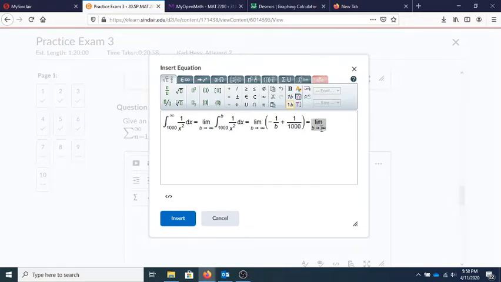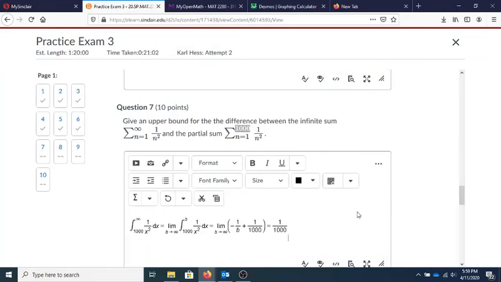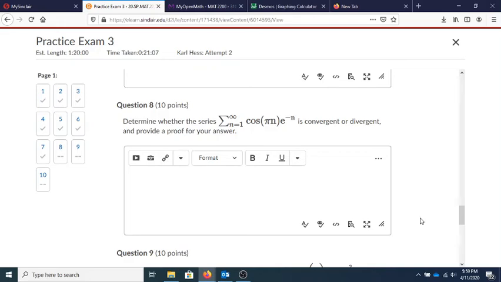Copy the 1 over 1,000, paste that in, click Insert. Alright, and that's it for problem 7. 3 more to go, 8, 9, 10. Alright, determine whether the series cosine of pi n e to the negative n is convergent or divergent, and provide a proof for your answer.